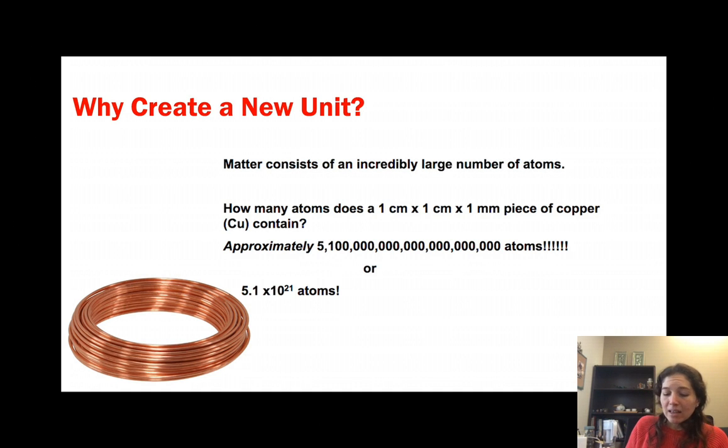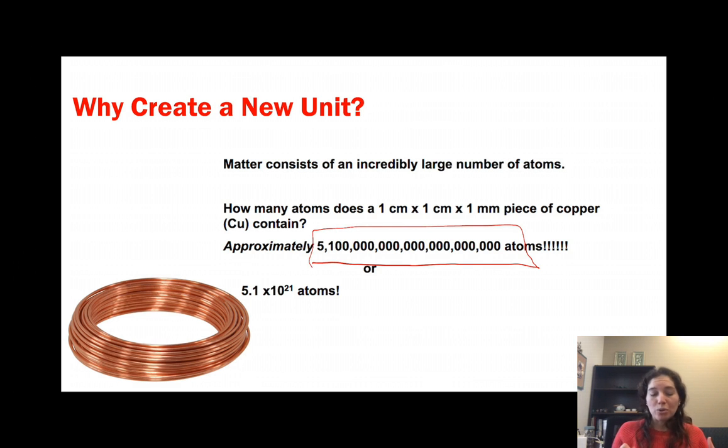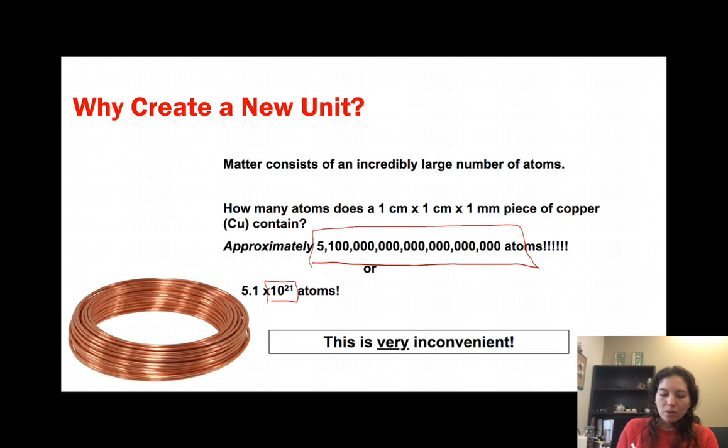It contains a bajillion atoms. Okay, I don't even know what that number is. It's huge. It's 10 to the 21st atoms. That is a lot of matter, and it's just hard for us to quantify something that large. So we use the mole to describe this in terms that are easy for us to calculate. Because this number is really inconvenient, we use moles in order to quantify this dozen, essentially, of atoms.